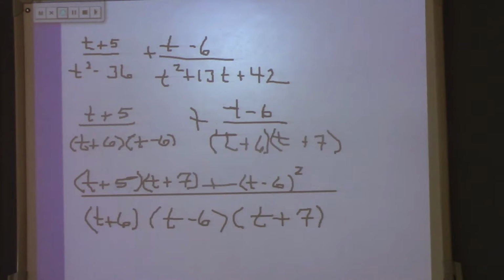And then, of course, you're going to use your FOIL method here, and that's going to give you t squared plus 12t plus 49. How'd you get 49? 35. 35. I just saw the 7 and I squared it. I'm sorry. 35.